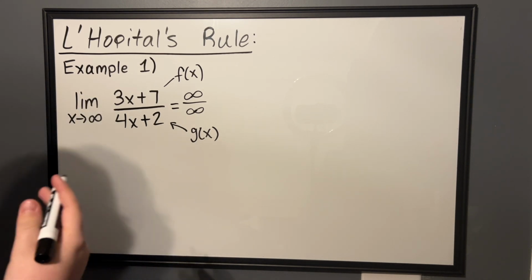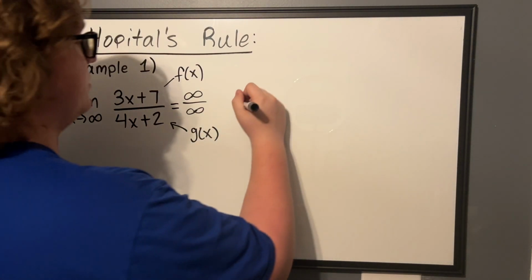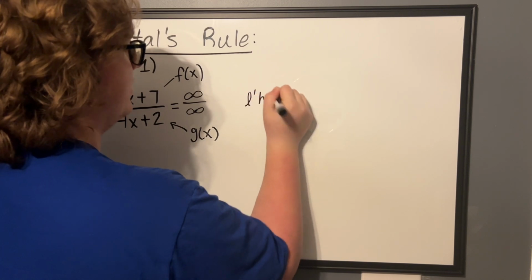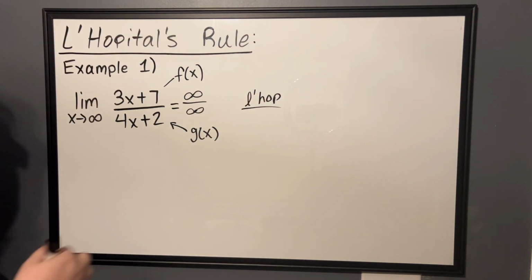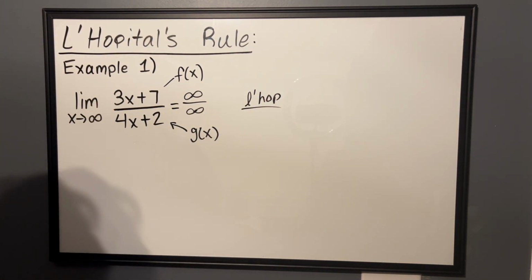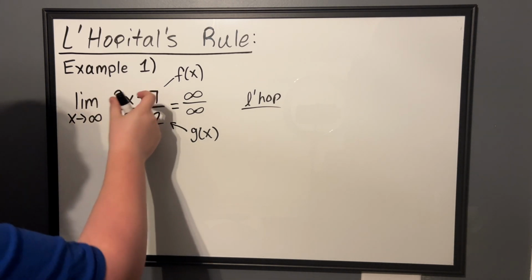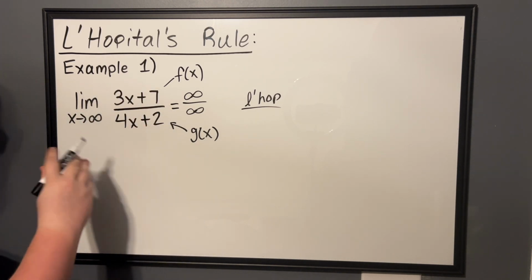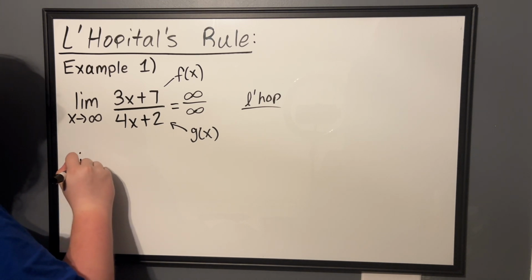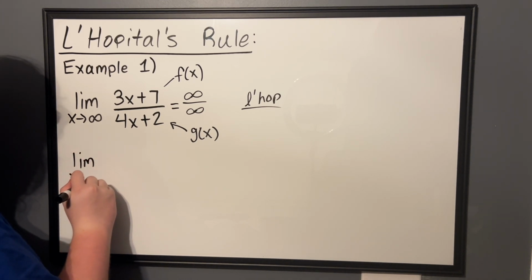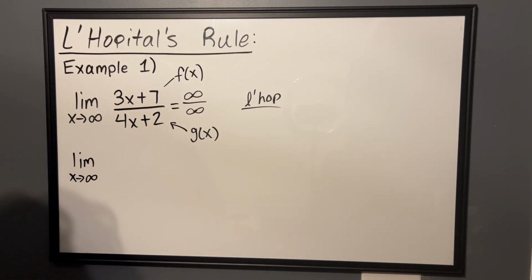So we want to denote that in some way. So I usually will denote it with just a L'Hopital's rule. That's kind of what that means right there, just to show your instructor that you're doing that step. But essentially what we do is we're going to take the derivative of the numerator and the denominator. So the limit stays the same. So we still have the limit as x goes to infinity. But we want to take the derivative of the numerator and the denominator now.